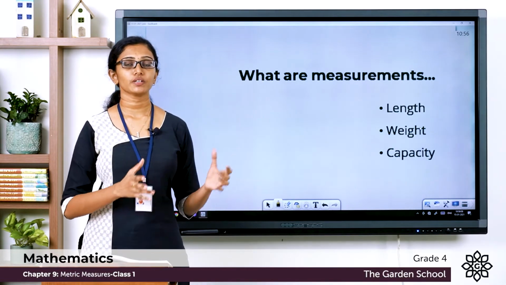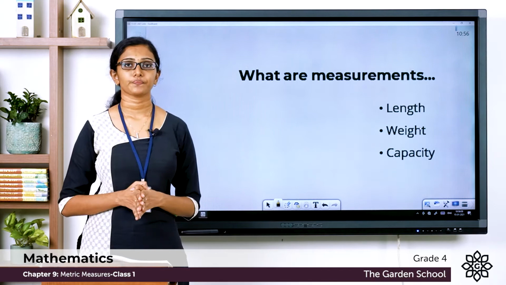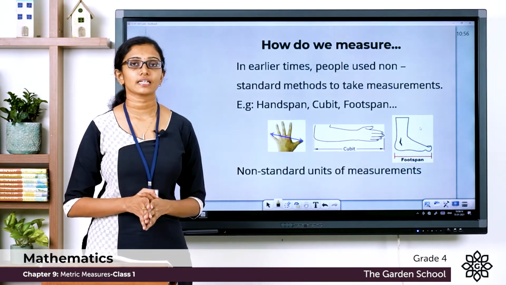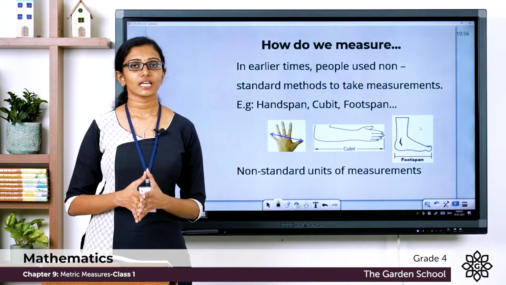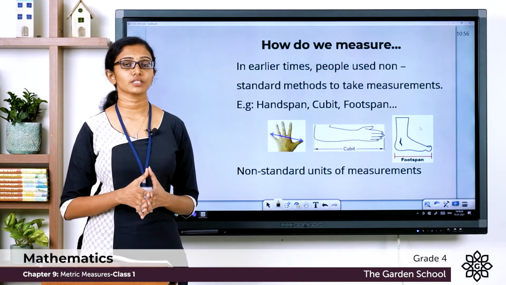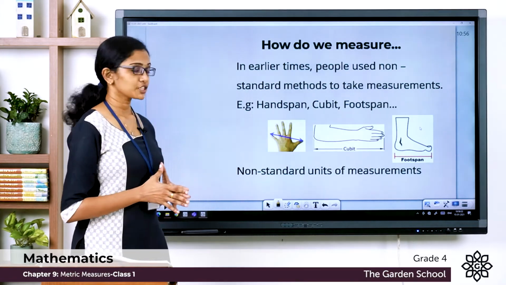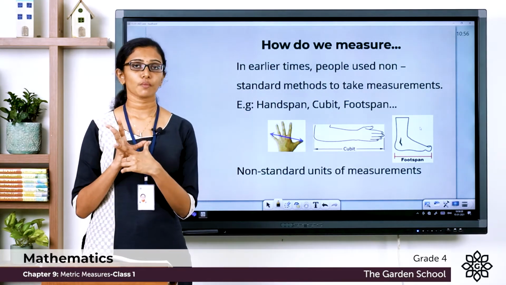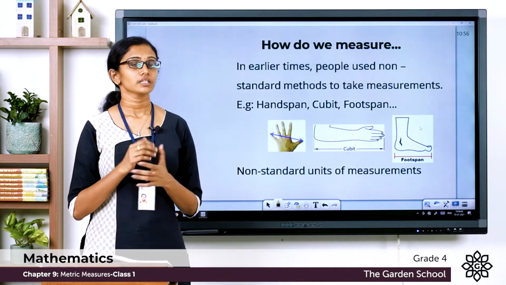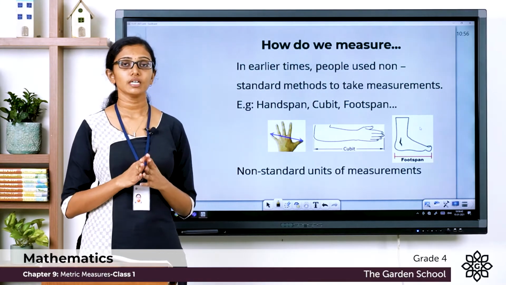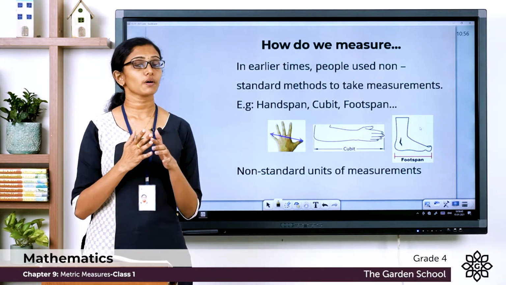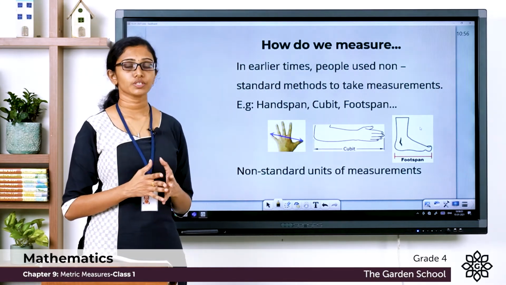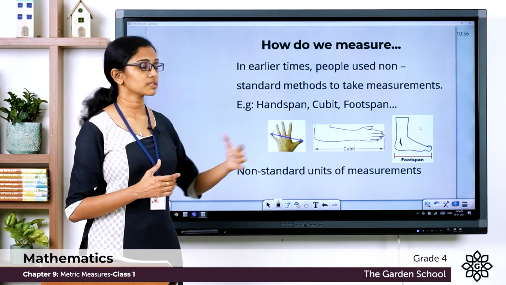And how do we measure length, weight and capacity? See, in older days, people would use different non-standard methods of measurements. For example, to measure length, they used units such as a hand span, which is the length from the tip of the thumb to the tip of the small finger when the palm is stretched out. They would also use a cubit, which is the length between the elbow and the tip of the middle finger, and they would also use a unit called foot span, which is the length of the back of the heel to the tip of the toe.